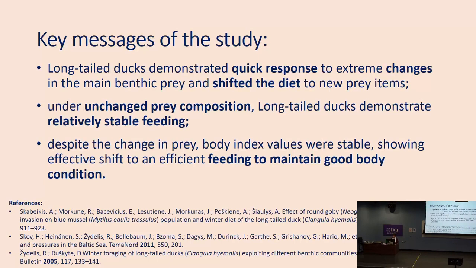So the key messages of the study are that long-tailed ducks demonstrated a very quick response to extreme changes in the main benthic prey, and they were able to shift their diet to new prey items in hard bottoms. But in soft bottom instead, under unchanged prey composition, as I told you, there was still this pristine community that did not vary, and long-tailed duck demonstrated a relatively stable feeding. And so despite the change in the prey, the body index value was stable, so they were actually showing an effective shift to an efficient feeding to maintain good body condition.